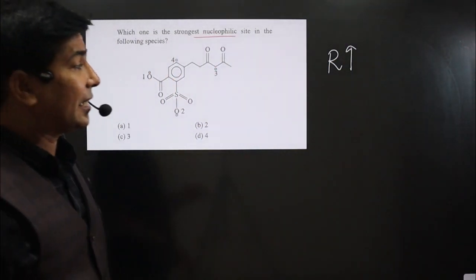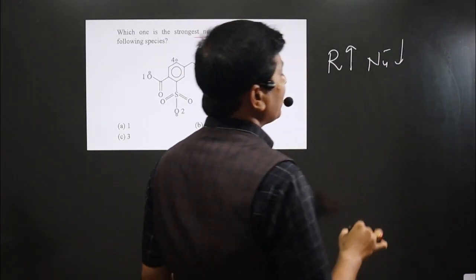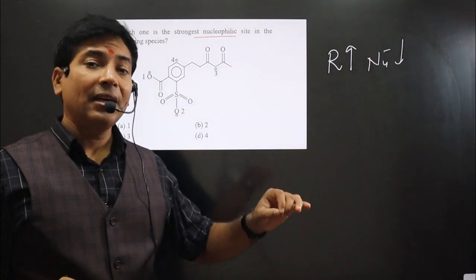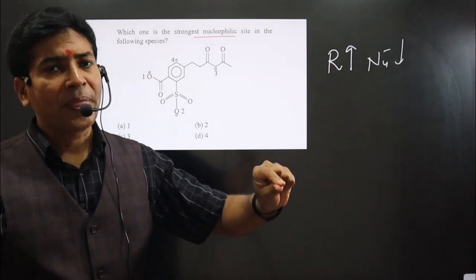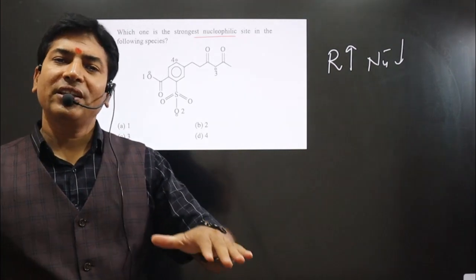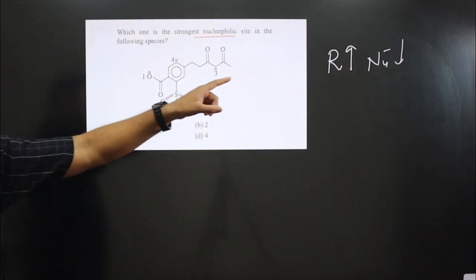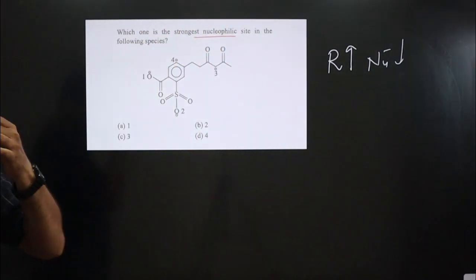nucleophilic character decreases. Nucleophilic character for the site decreases. Why? Because that electron density will participate in the resonance. As a result, that electron density will diffuse and its magnitude of the charge will decrease. Hence, nucleophilic character will also decrease. Always keep in mind, resonance is inversely proportional to nucleophilic character.